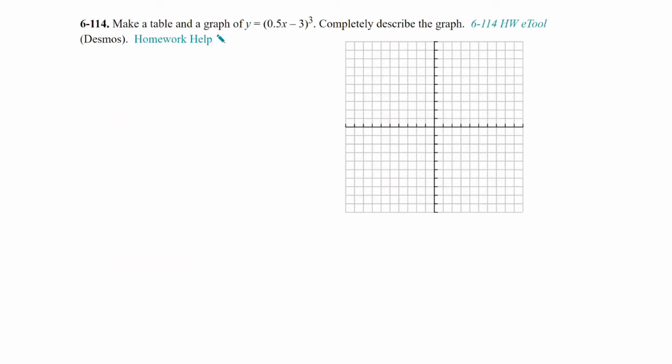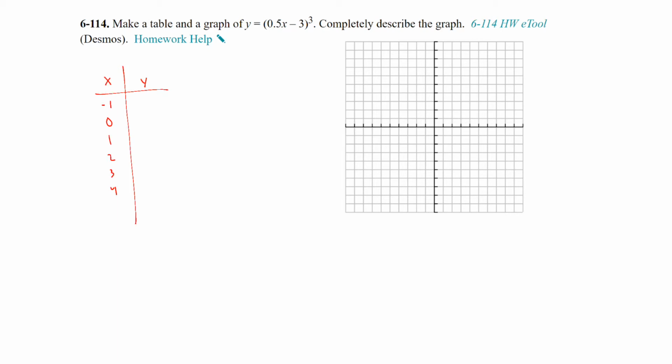Question 114. Make a table and graph of y equals the quantity 0.5x minus 3 raised to the third power, and then completely describe the graph. So we're going to start by maybe making a table here of x and y values. Start with some negatives, and then kind of see where that gets us when we plug in these values.